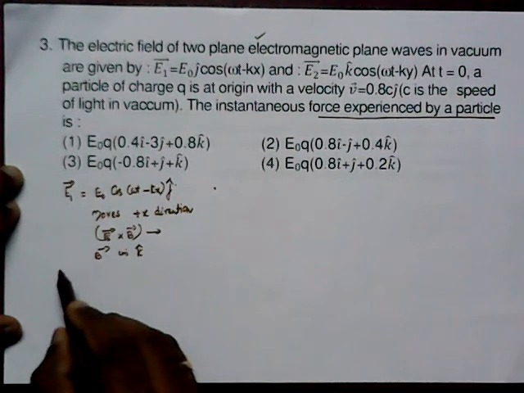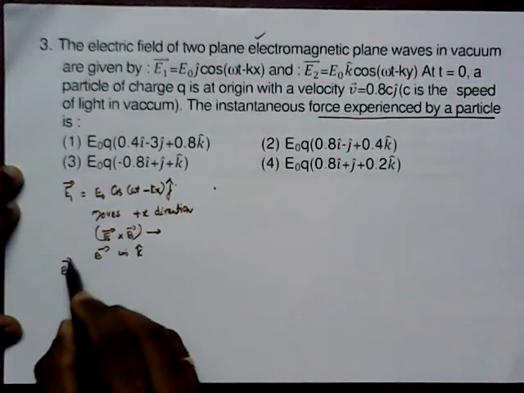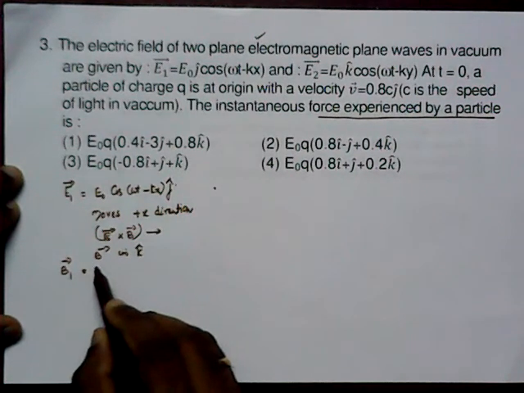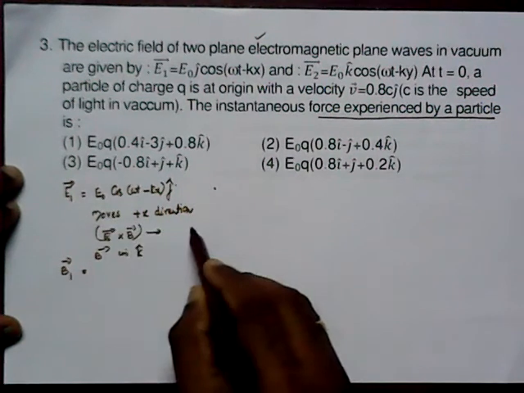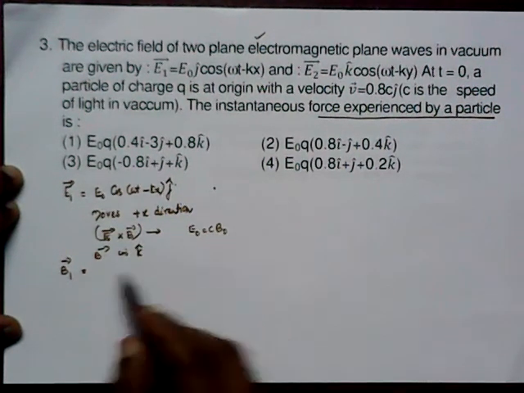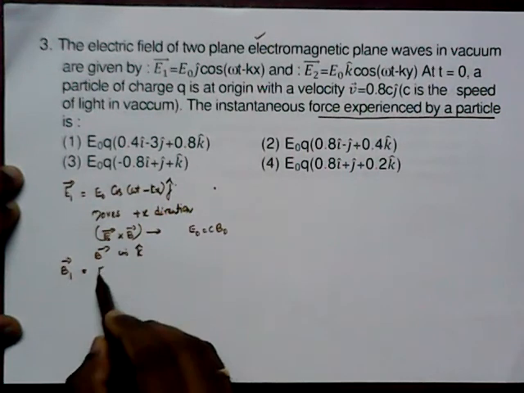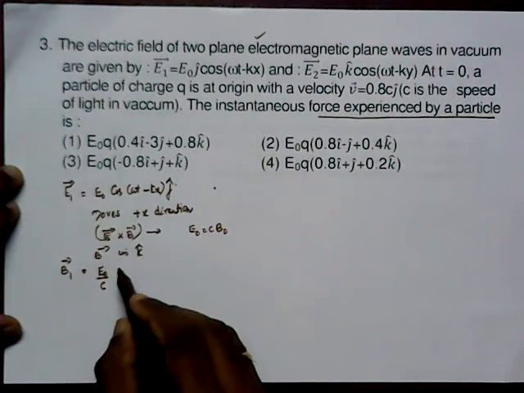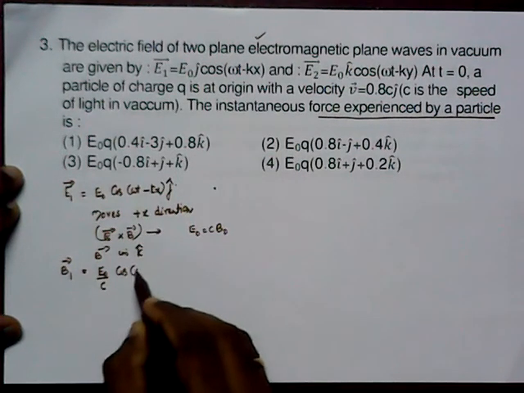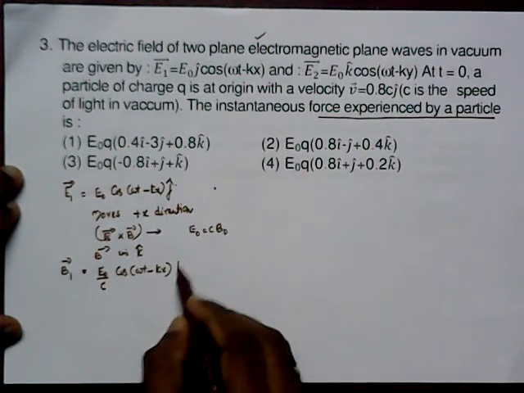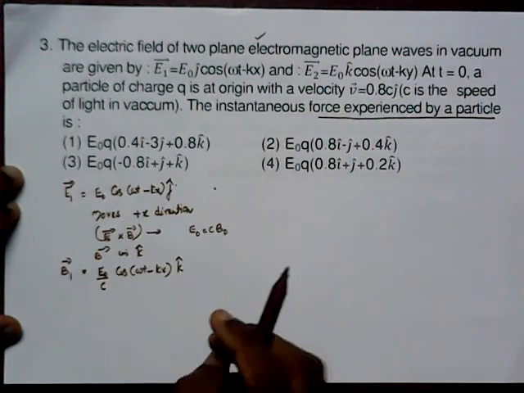Then how can we represent the corresponding magnetic field? B1 equal to B0. We can find E0 is equal to c times B0. So B0 is nothing but E0 divided by c, into the argument, which has the same value as that of the electric field, so cos(omega t minus kx), and the direction as k cap.